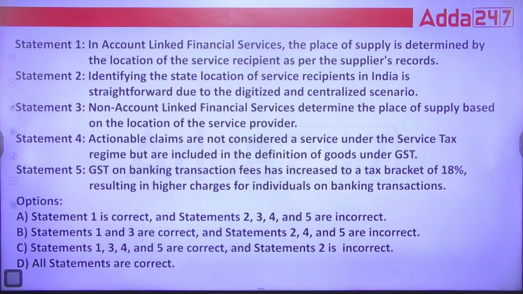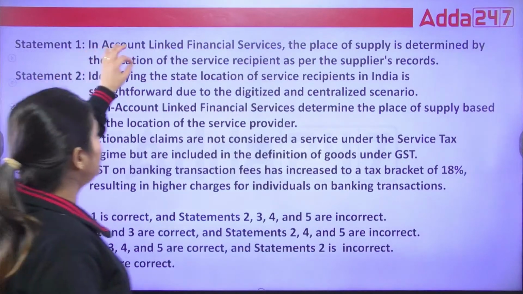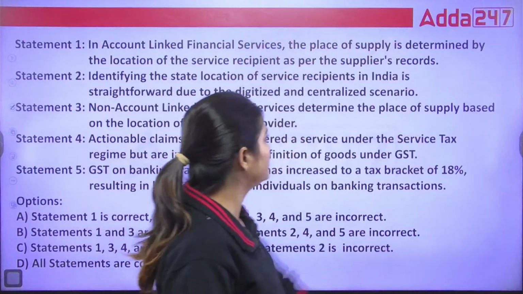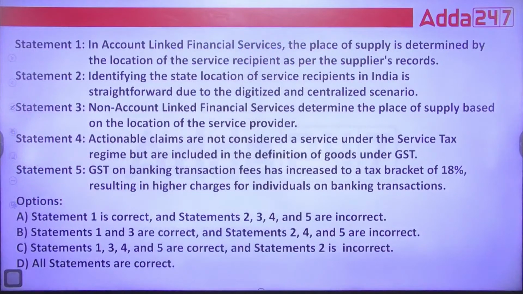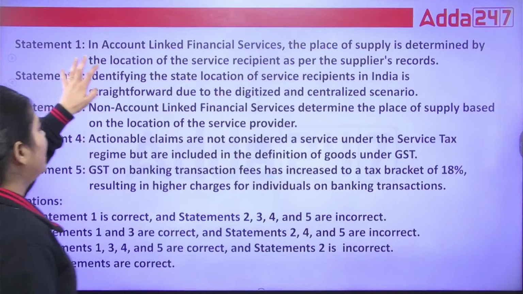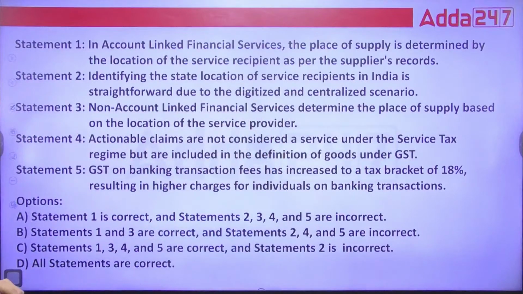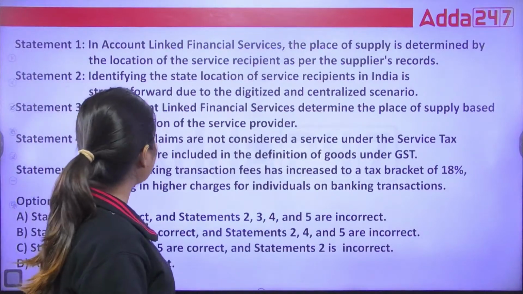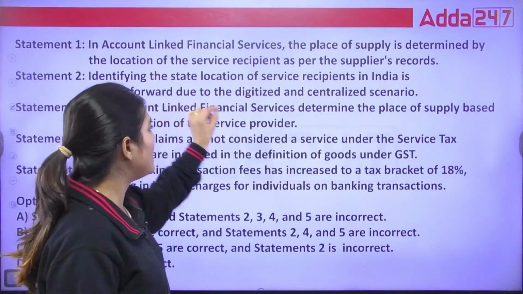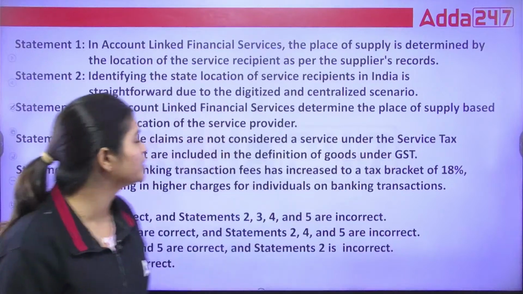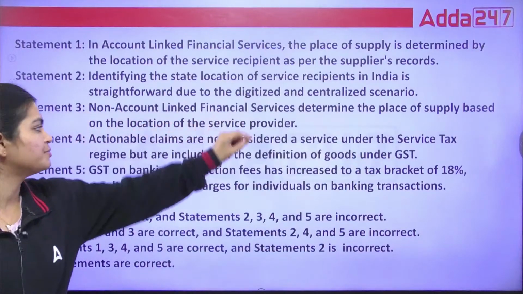Next, statement 1. For an account-linked financial service, the place of supply is determined by the location of the service recipient as per the supplier's records. Statement 2. Identifying the state location of a service recipient in India is straightforward due to the digitalized and centralized scenario. Statement 3. Non-account linked financial services determine the place of supply on the location of the service provider.